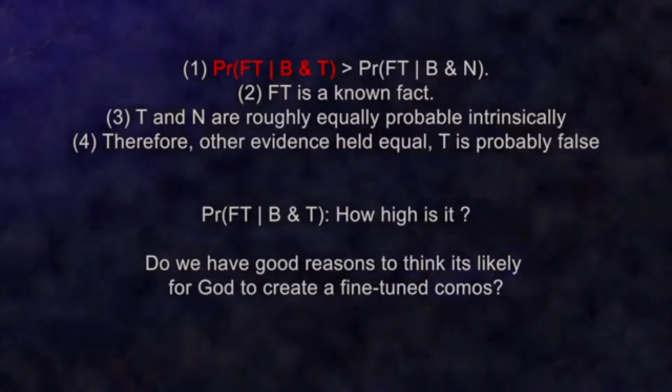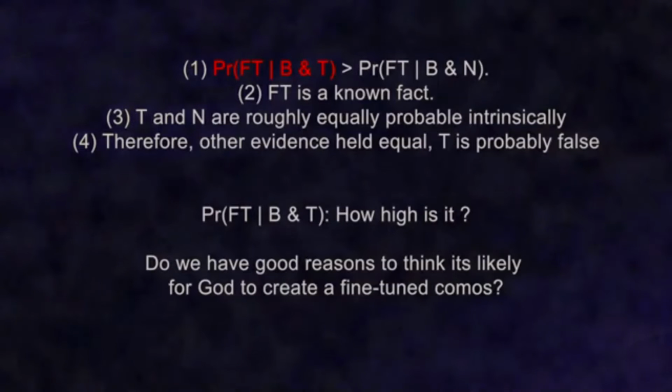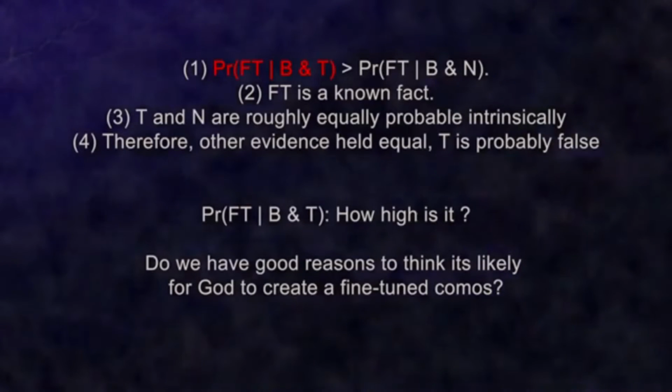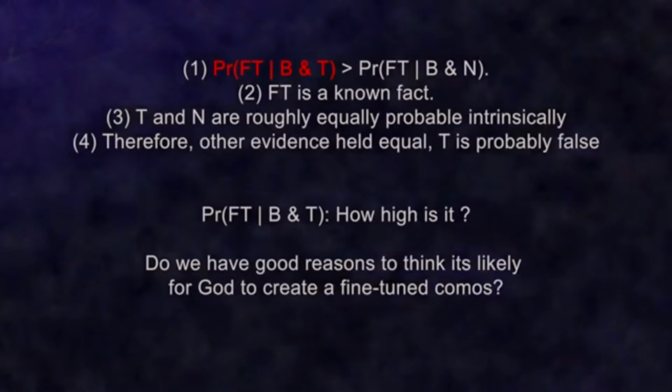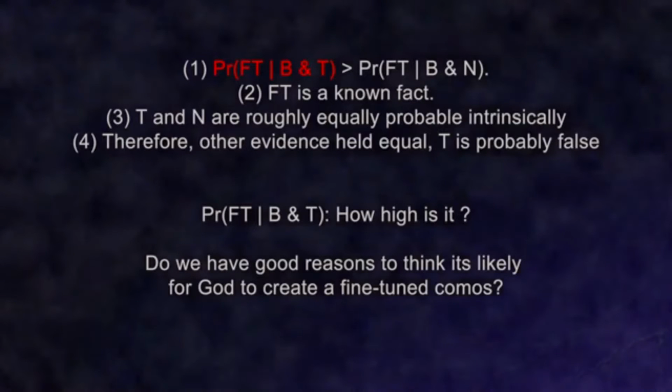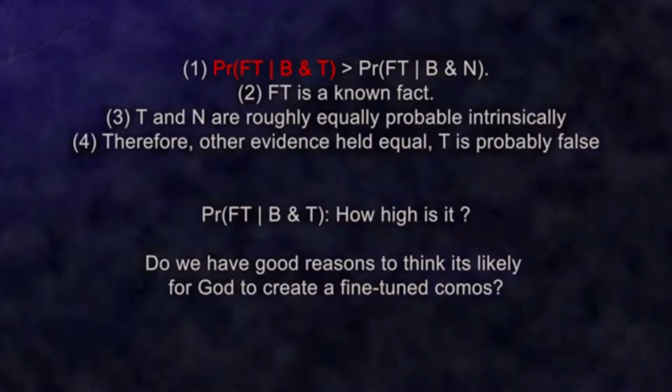Well, important is that we don't need the probability of fine-tuning given theism to be especially high. It only needs to be higher than its probability given naturalism. I contend that there is some ground for thinking that if God exists, he would have good reasons to create moral agents, creatures capable of making morally important choices, capable of having meaningful moral and spiritual lives. But there are 2 objections to this.